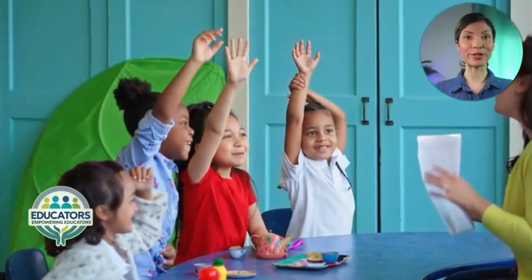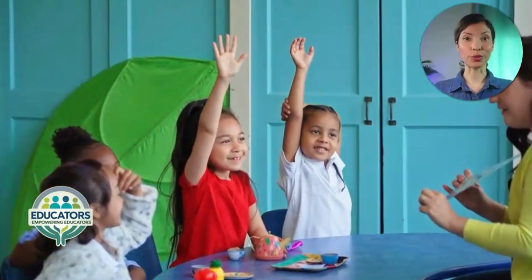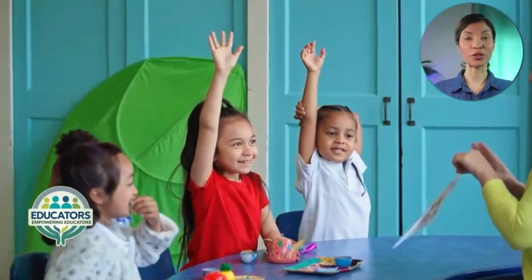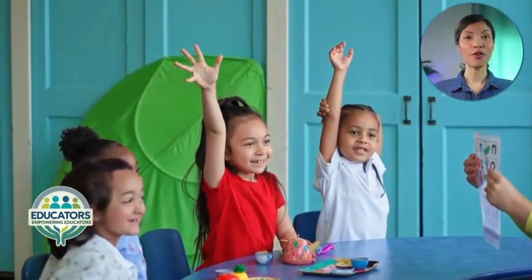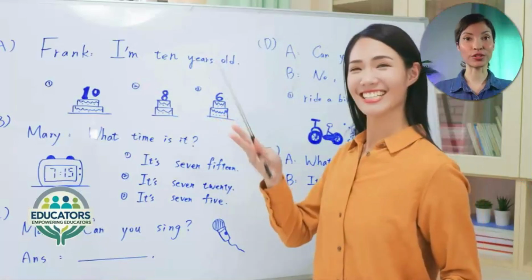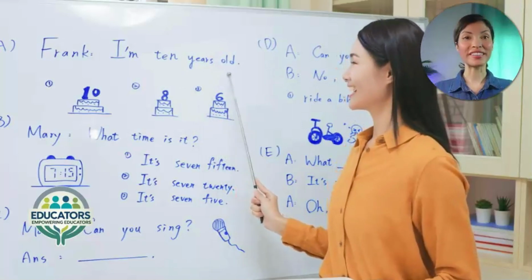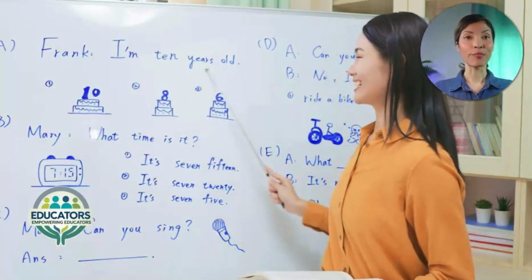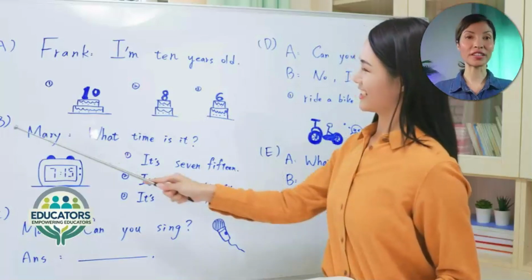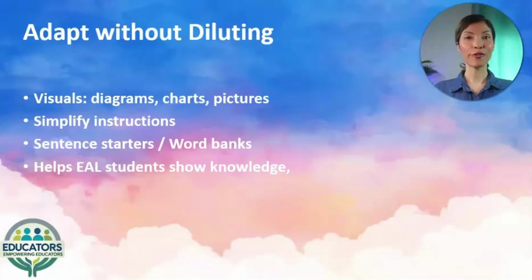There are several ways you can do this. One way is using visuals. Include label diagrams, charts, or pictures to support understanding. For example, in a science test on ecosystems, add images of deserts, rainforests, and tundra. Another way is simplifying instructions. Break multi-step directions into short, clear sentences. For instance, instead of "explain how photosynthesis works in plants and describe the process in detail," you could write Step 1. What does the plant need to make food? Step 2. What happens next?